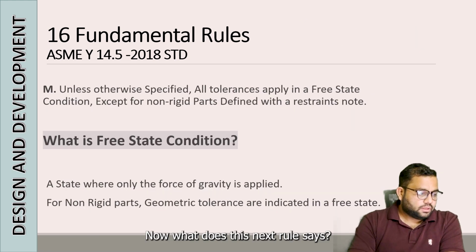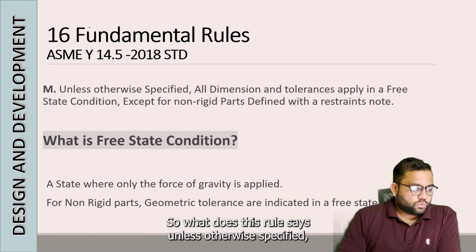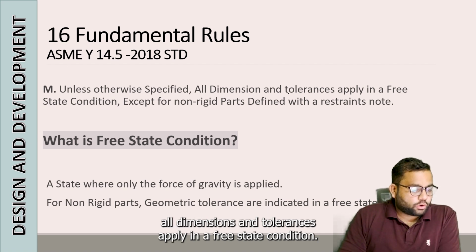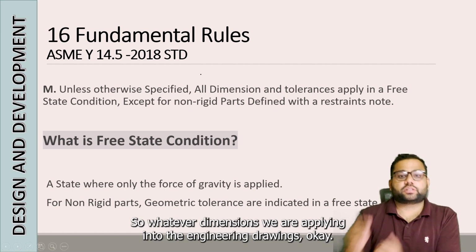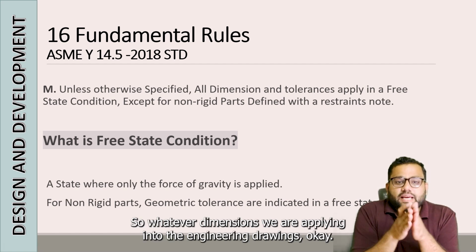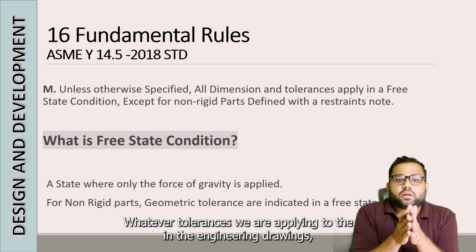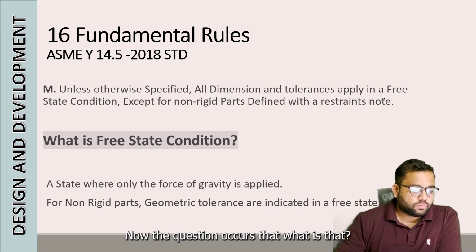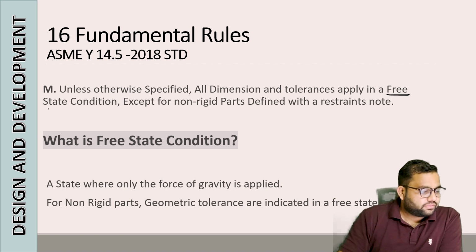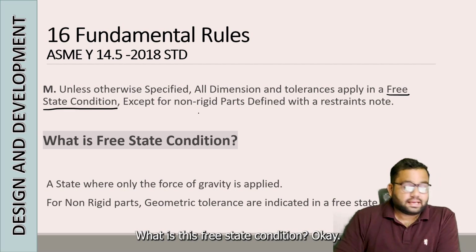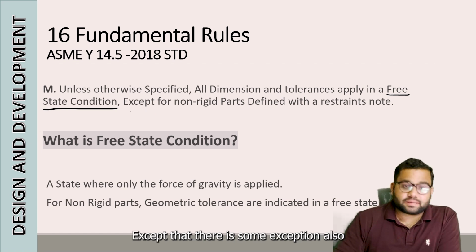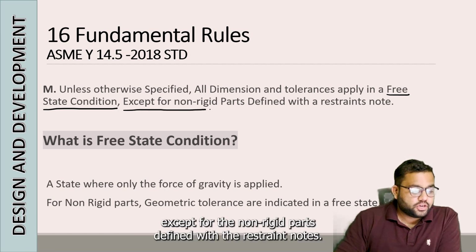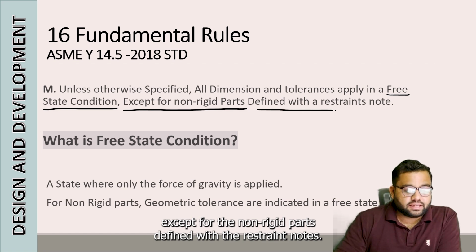Now, what does the next rule say? Unless otherwise specified, all dimensions and tolerances apply in a free state condition. So whatever dimensions and tolerances we apply in the engineering drawings are in a free state condition. Now the question occurs: what is this free state condition? Except there is also an exception, for the non-rigid parts defined with restraint notes.